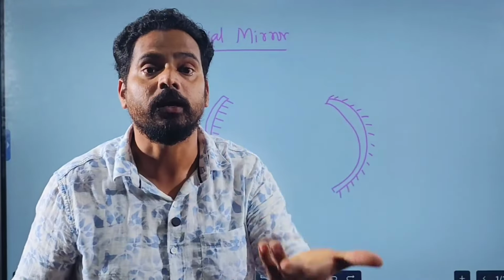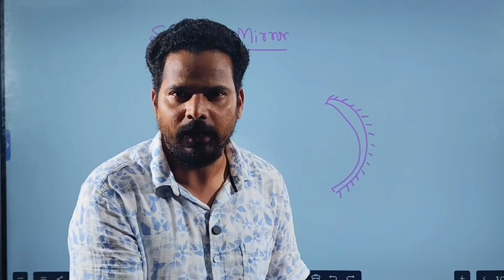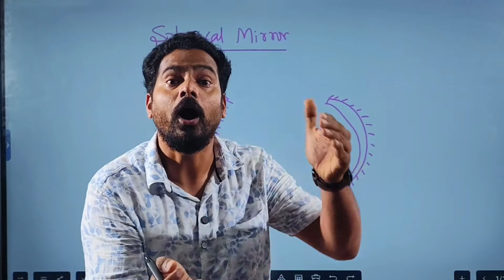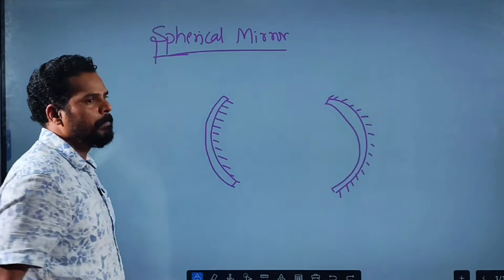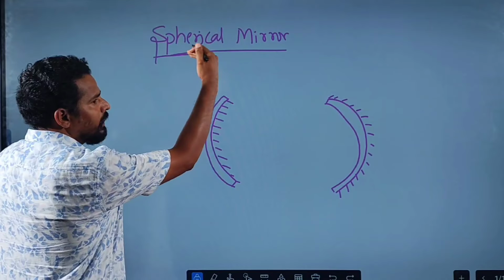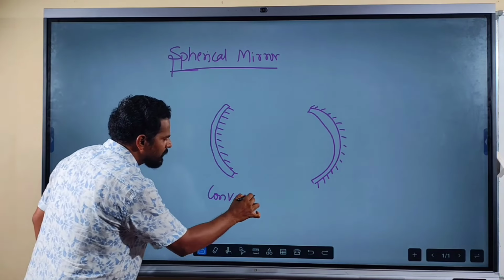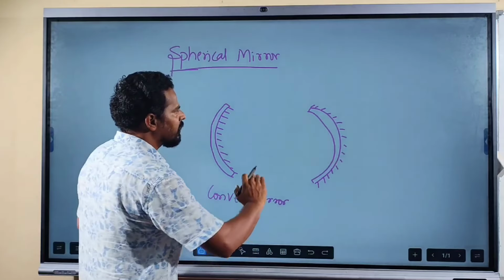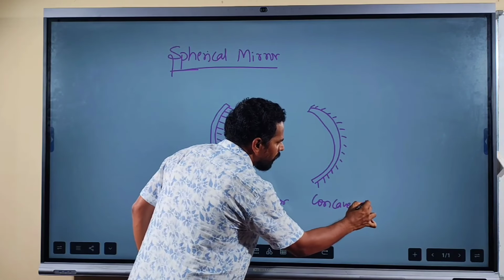What are spherical mirrors? How to define a spherical mirror? The mirror whose reflecting surface is either curved inwards or outwards. Such mirrors are called spherical mirrors. Now, if the spherical mirror is curved outward, then it is called a convex mirror. If it is curved inwards, then it is called a concave mirror.